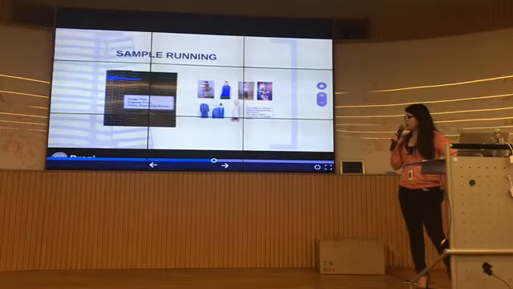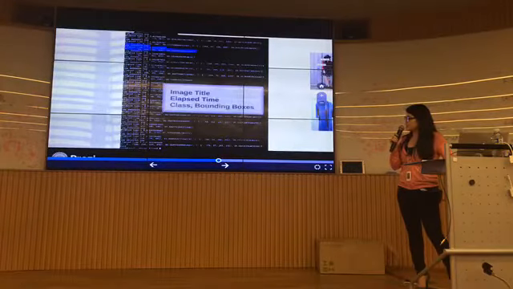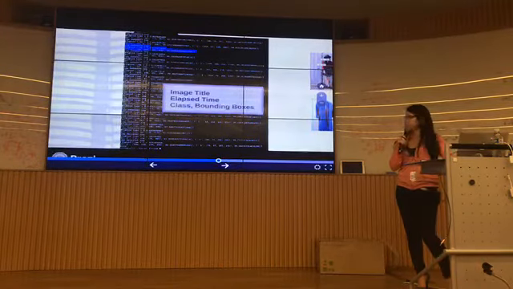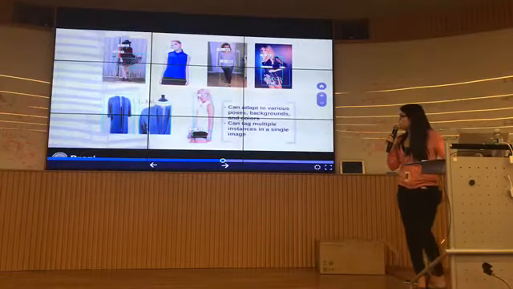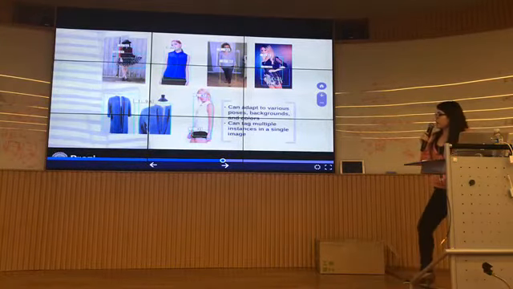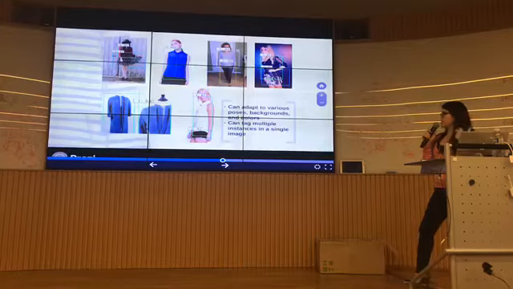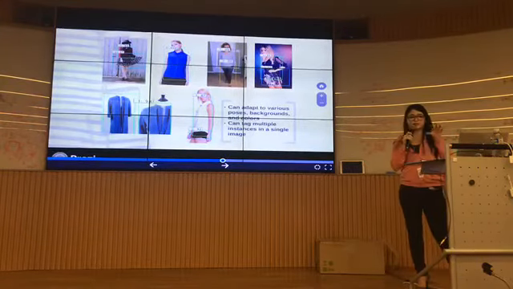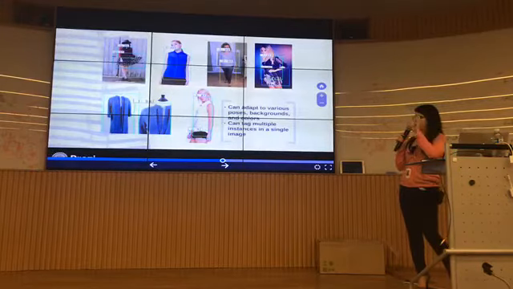When I ran this, this is what it would look like. Each line contains an image title and how long it took, then what class it is, whether it's 1 or 2, as well as coordinates for the bounding boxes. And here are some of the results that I got. As you can see, it can adapt to various poses, backgrounds, and colors, and it can tag multiple instances even in a single image.